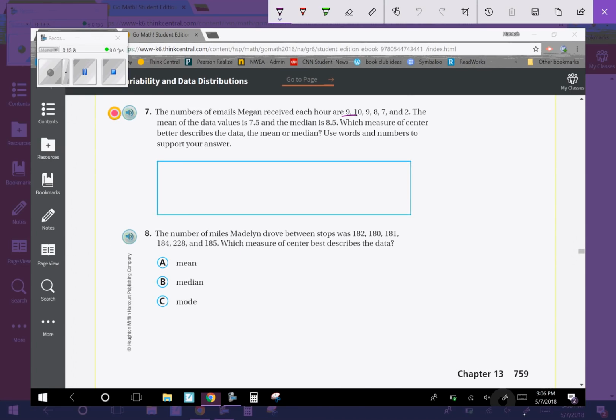this is the median, and that's the mean. So the mean is 7.5, the median is 8.5. That means that the median is the better choice because the mean is less than 4 of the 6 data values.